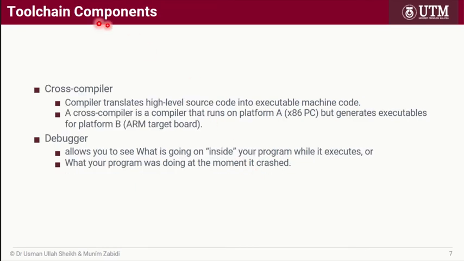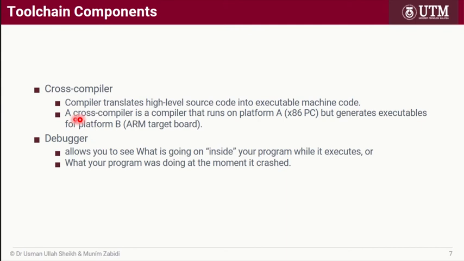Let's look at the toolchain components. These are the components inside of the toolchain. The first one is a cross compiler. This compiler is a special program that processes statements written in a particular programming language and turns them into machine language. You have a high-level source code, and you want to convert it to machine code so that your CPU knows what you're going to do.